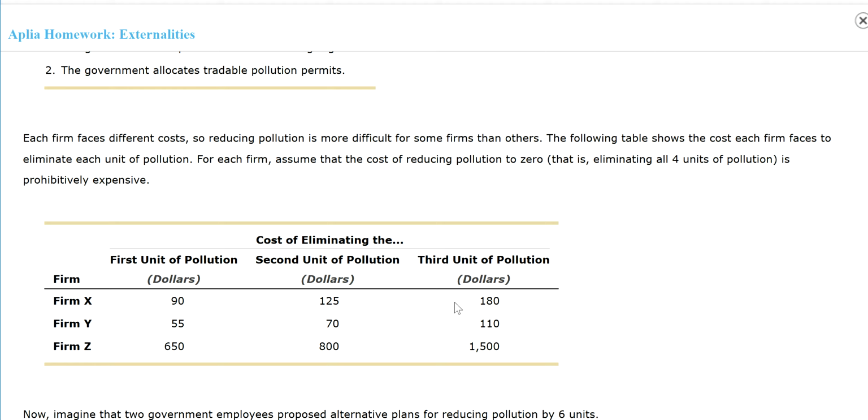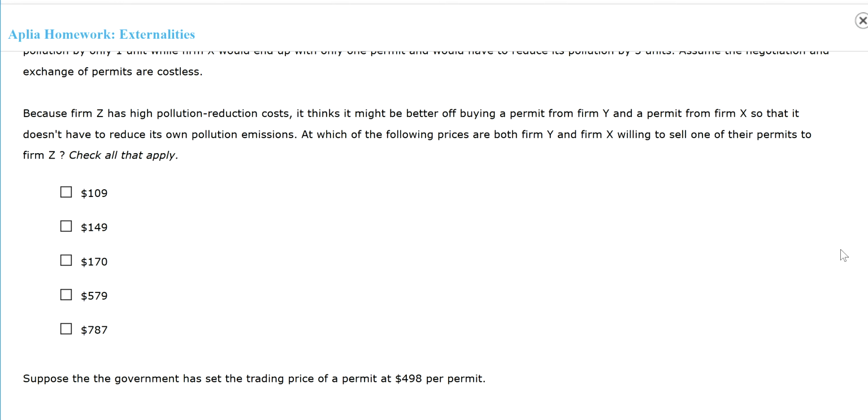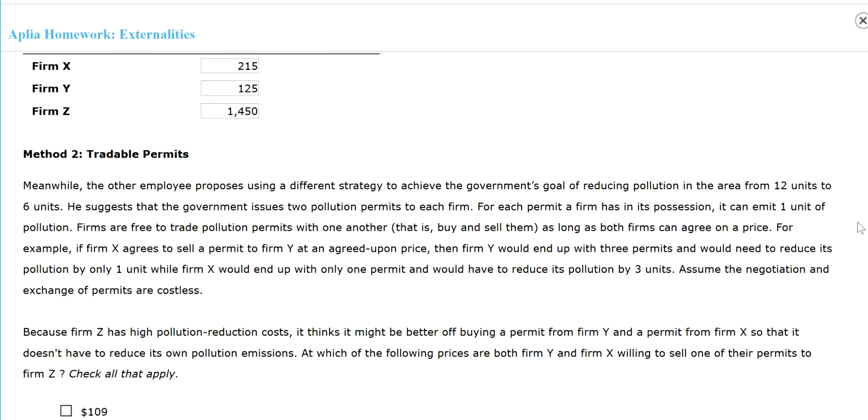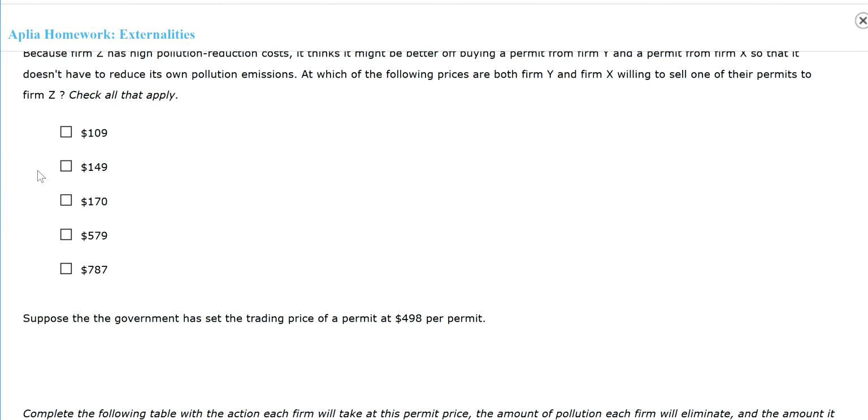So if let's say the price for company X is more than 180, that means they can sell the permit, let's say for 200, and then spend 180 to reduce pollution, and then still make a $20 profit. So as long as the price is more than 180 for X, he'll be willing to reduce pollution by 1 unit. Okay, so for this problem over here, anything more than 180 will be good for X. So for X, 180. So these two will be the answer.